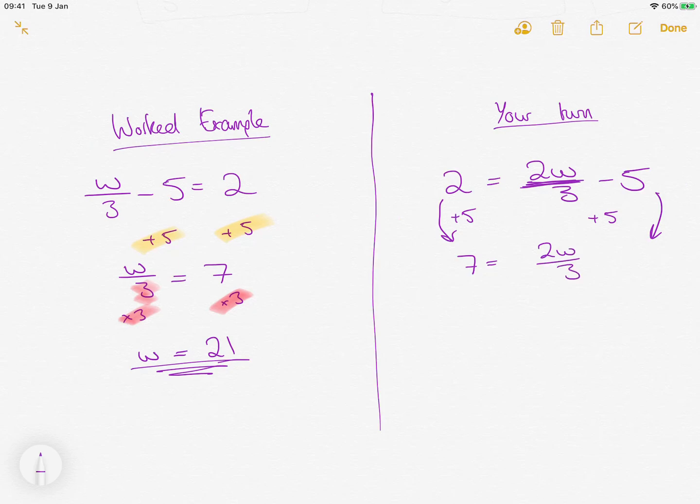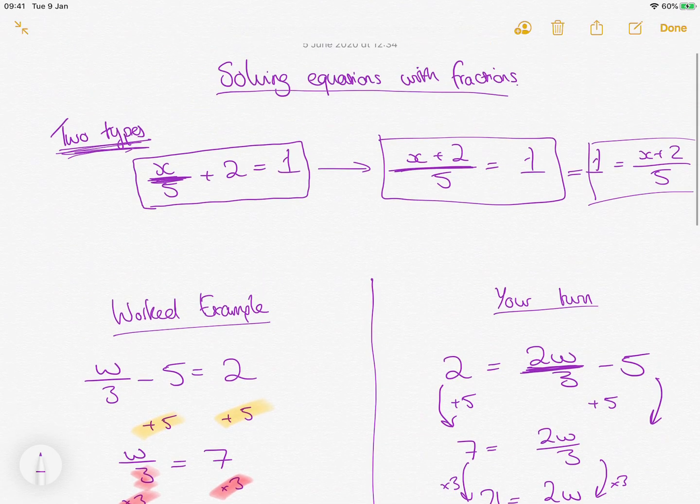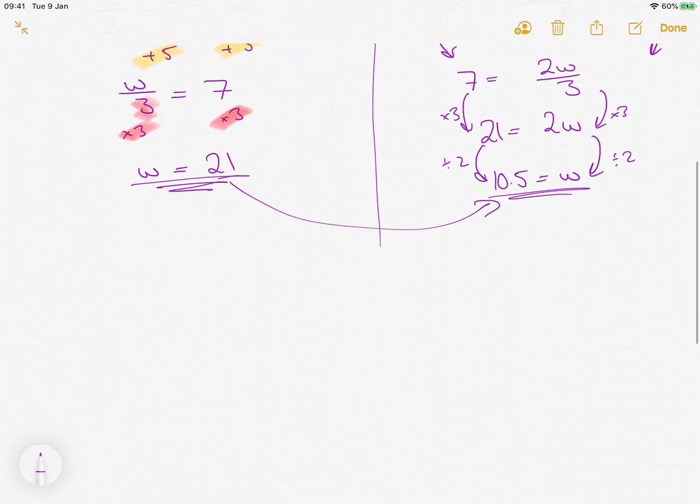I'm going to times by 3 because that is the inverse of dividing by 3. And now I'm going to divide by 2 because that's the inverse of timesing by 2. So that is 10.5 equals W. Notice that from here to here, our answer is halved. That's because we've now got 2W instead of just W. Right, so there's your example of the first type where the fraction is just over the variable. Now we're going to look at the second type.